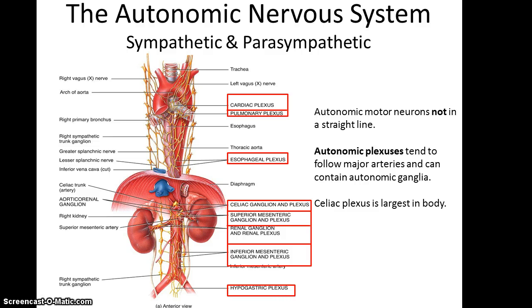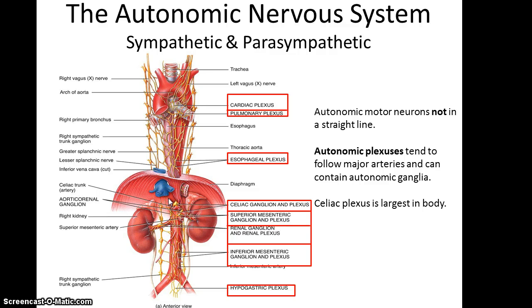Now, another thing to point out is that the sympathetic and parasympathetic nerves tend to form many plexuses throughout the trunk of the body. So an autonomic motor neuron tends not to go in a straight line, but has more of a convoluted pathway. And there are some major autonomic plexuses, and they tend to follow the major arteries of the body. And these plexuses contain the autonomic ganglia, where you have that synapsing occurring. And the largest of all these plexuses is the celiac plexus, which you would see around the celiac trunk.